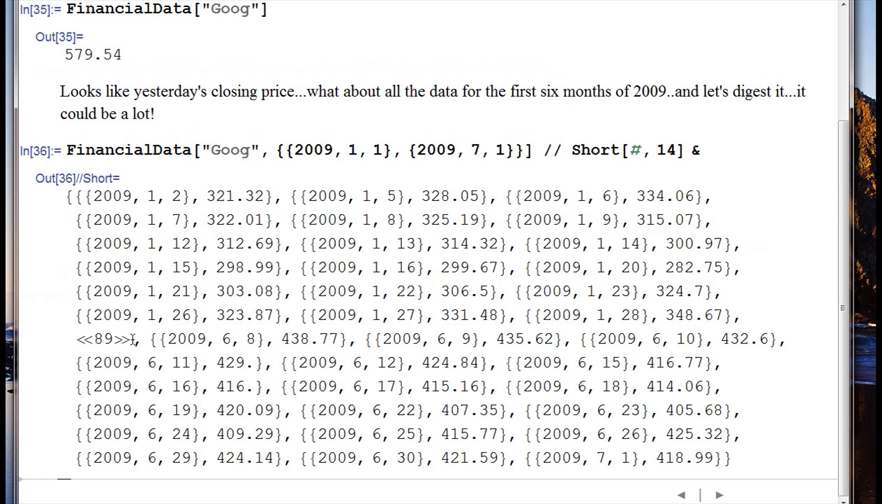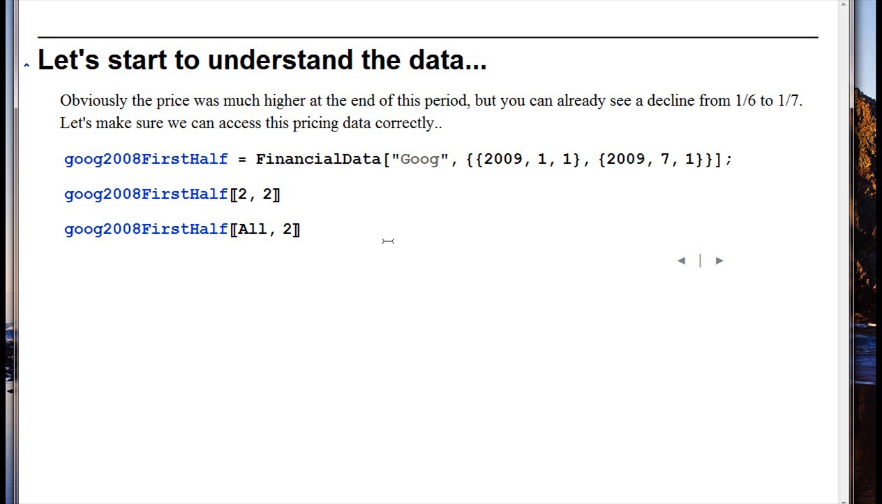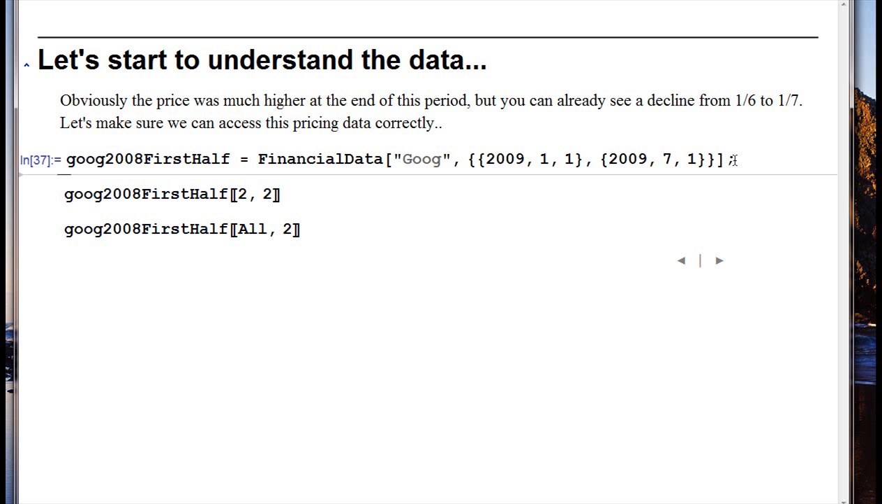And so there's 89 days digested here, so maybe there's 110 or so days in the first half of 2009. So I'm going to call this Google 2008, which is incorrect, first half. And then I'm going to look at this data a little bit.